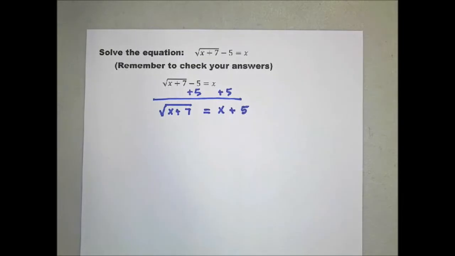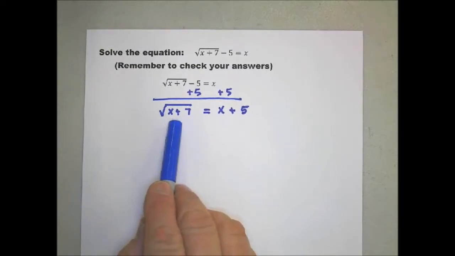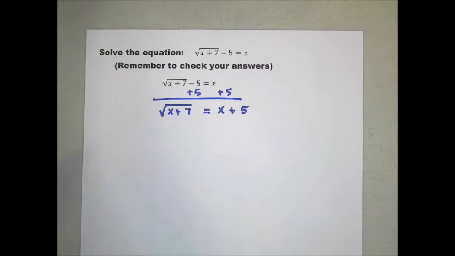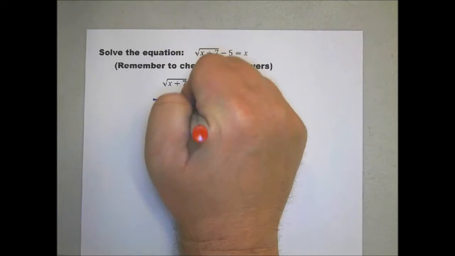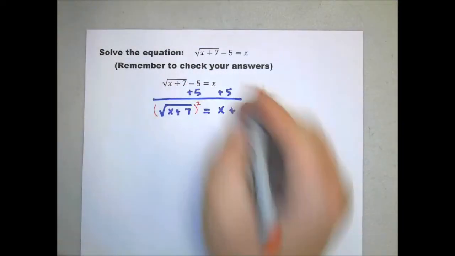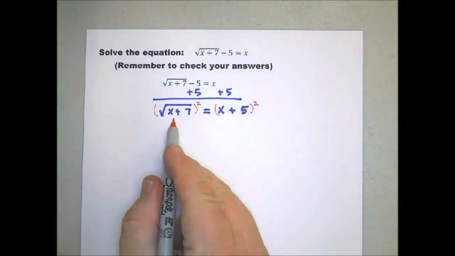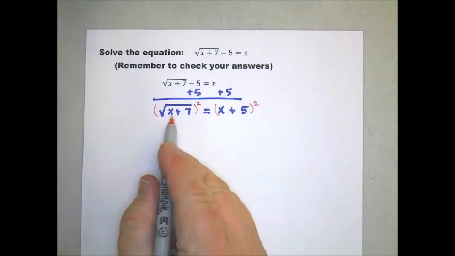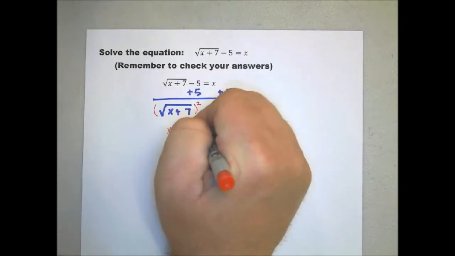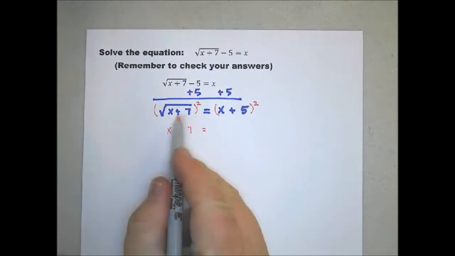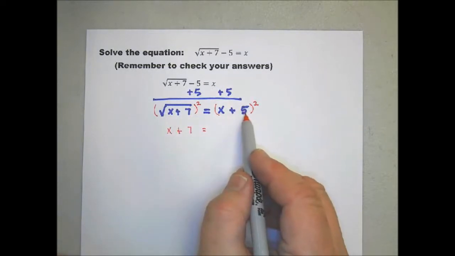And now that I have the radical isolated, I just do what I need to do to get rid of that square root. And the way you get rid of a square root is to square it. So what I do to this side, I have to do to this side. Now the left-hand side is really nice. It's just x plus 7, because by squaring the left-hand side, all it did was take the square root away. Over here, we actually have a little bit of work to do.